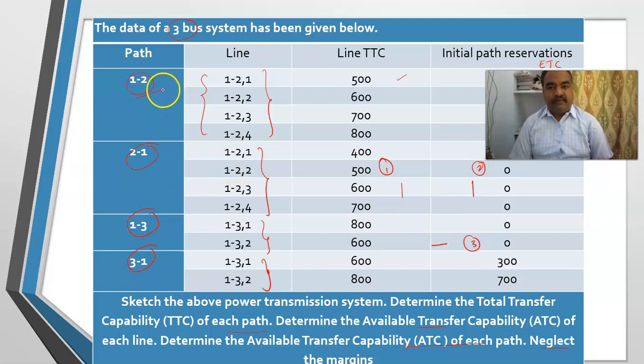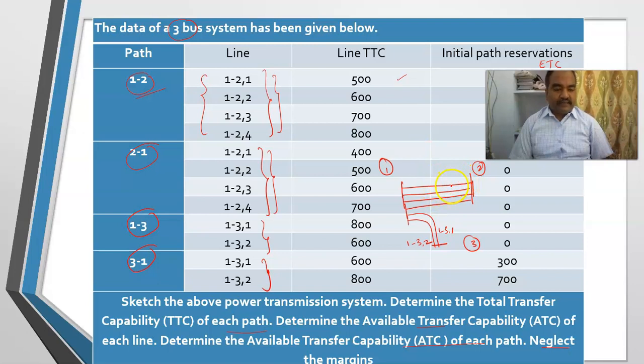In the path from 1 to 2, there are 4 lines, which means 1 to 2 line 1, 1 to 2 line 2, 1 to 2 line 3, 4 lines. These transmission lines in this path can be employed in either direction, from 1 to 2 or 2 to 1. So these are the 4 lines from 1 to 2 in this direction, and also in this direction. Next, between 1 and 3, there are 2 lines: this is 1 to 3 line 1, and this is 1 to 3 line 2. Okay, so this is the representation.